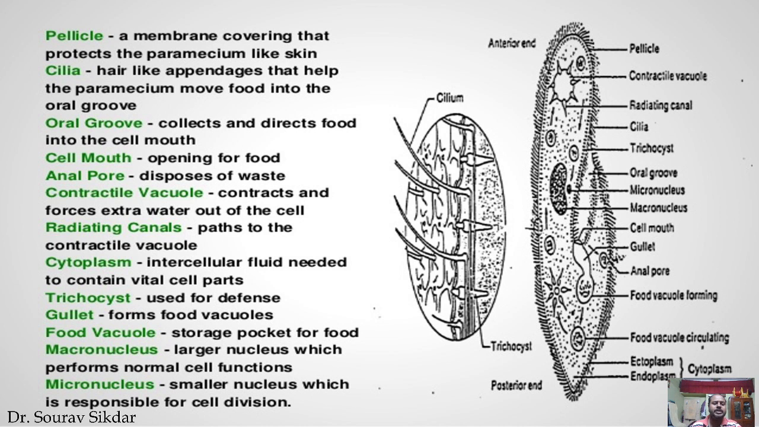I have already mentioned among all of these: pellicle, cilia, oral groove, cell mouth or buccal groove, anal pore or cytoproct, contractile vacuole, cytoplasm, trichocyst, micronuclei, macronuclei, etc.